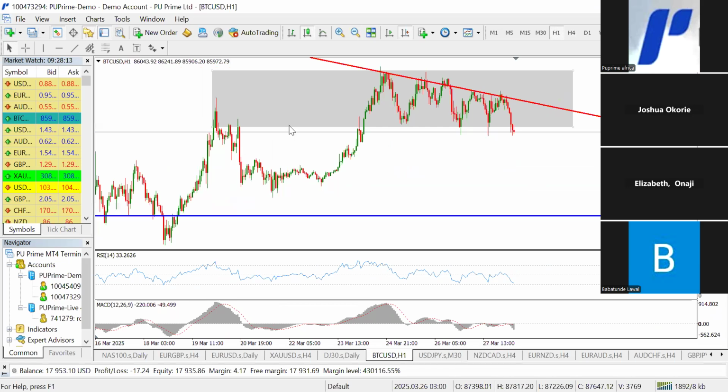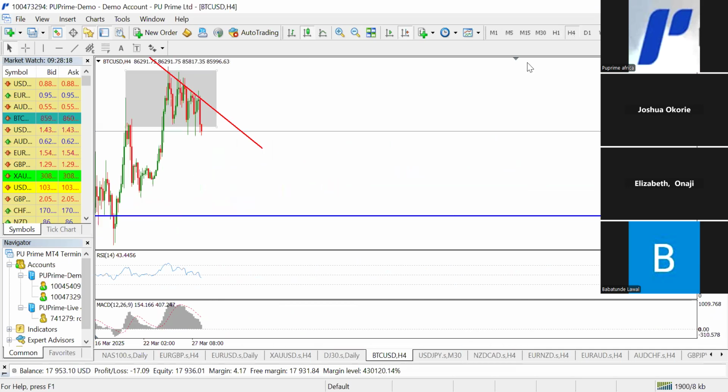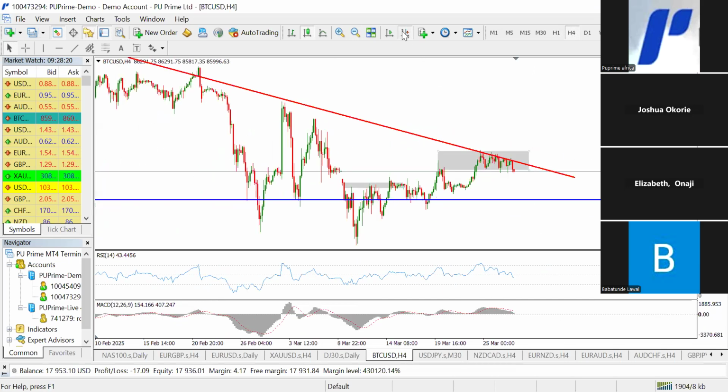RSI is clearly below 50 on the 4 hour. So you may want to wait for maybe the next 4-hour candle, and you can trigger a sell downwards on the BTC USD. All right, so that's going to be all from my end this morning.